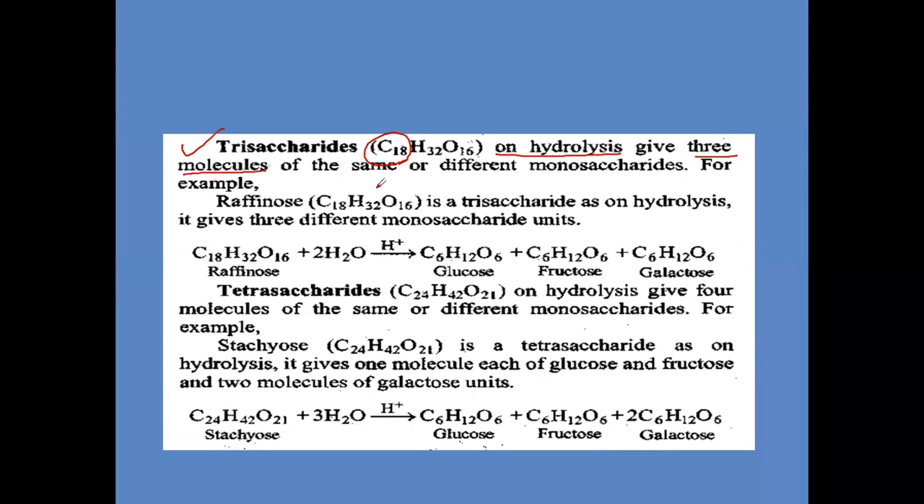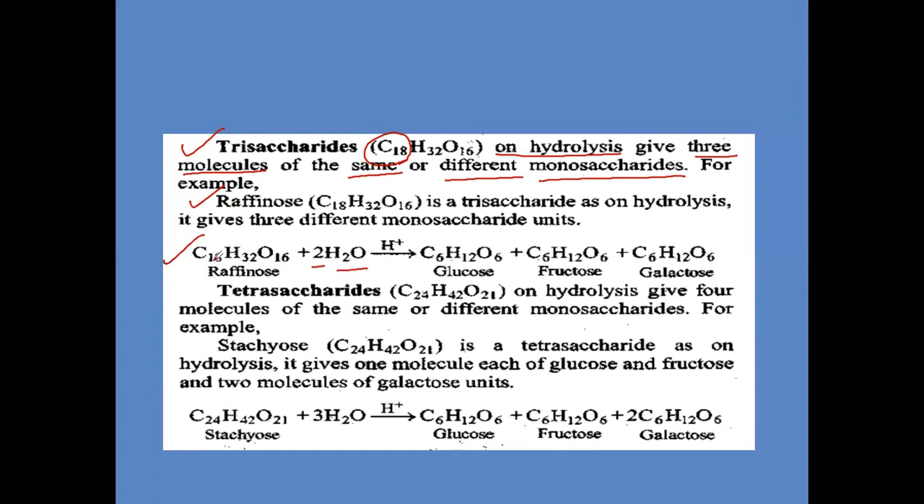3 molecules. 3 molecules of the same type or different types of monosaccharides will be produced by the hydrolysis of what? Trisaccharides. Trisaccharide example, what here? Raffinose. So what is the raffinose formula? C18H32O16.